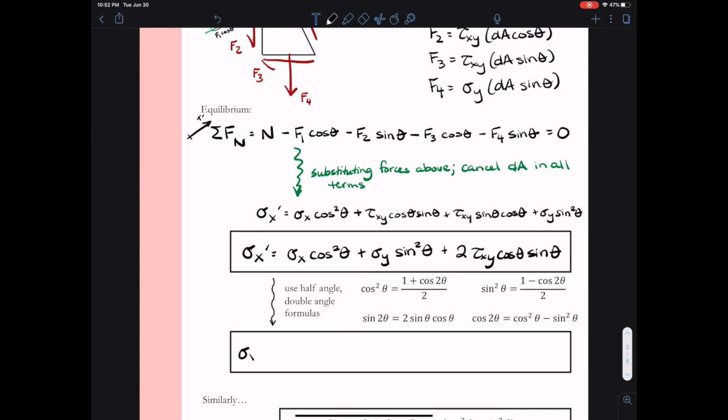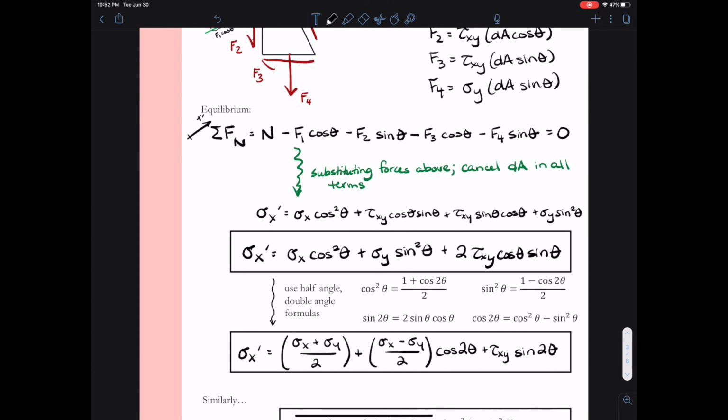Next, we can rewrite these equations using the half angle and double angle formulas. We're basically just going to rewrite this equation into another form that we'll actually be using in the next lesson, mainly when we look at something called Mohr's circle. All right, so we can rewrite sigma x prime, and it is equal to sigma x plus sigma y over 2, plus the quantity sigma x minus sigma y over 2 times cosine 2 theta, plus tau xy sine 2 theta.